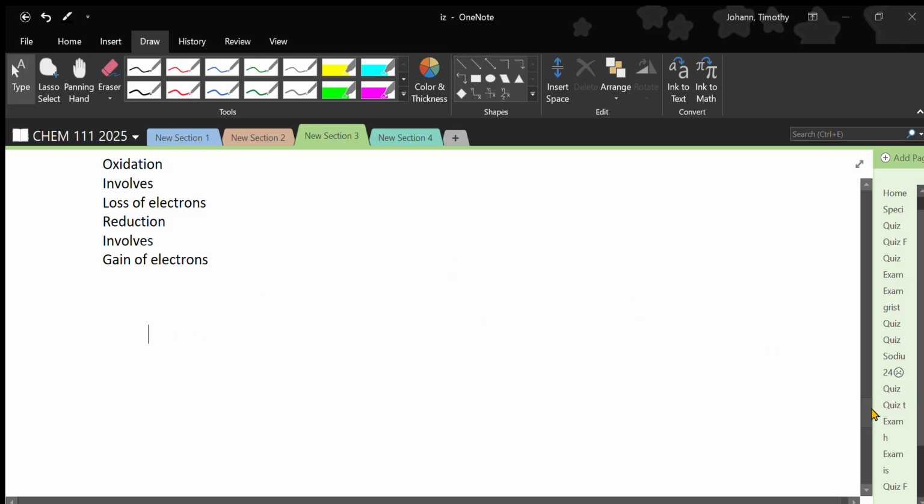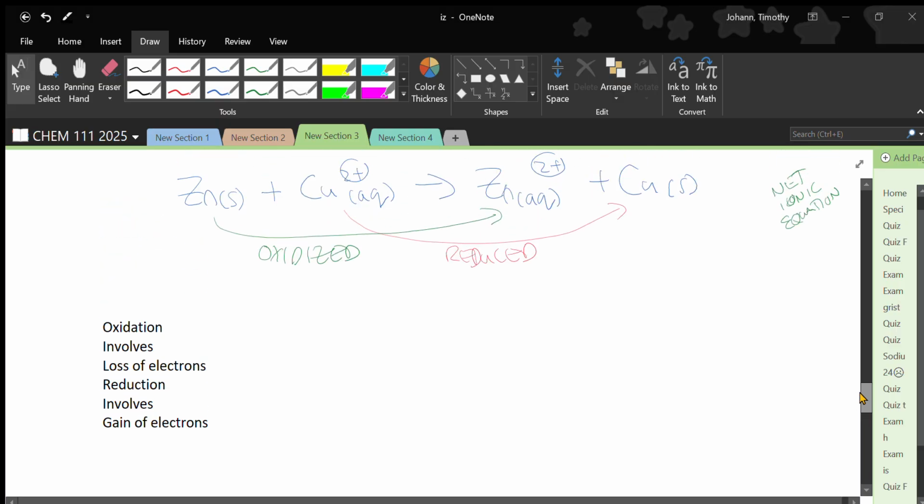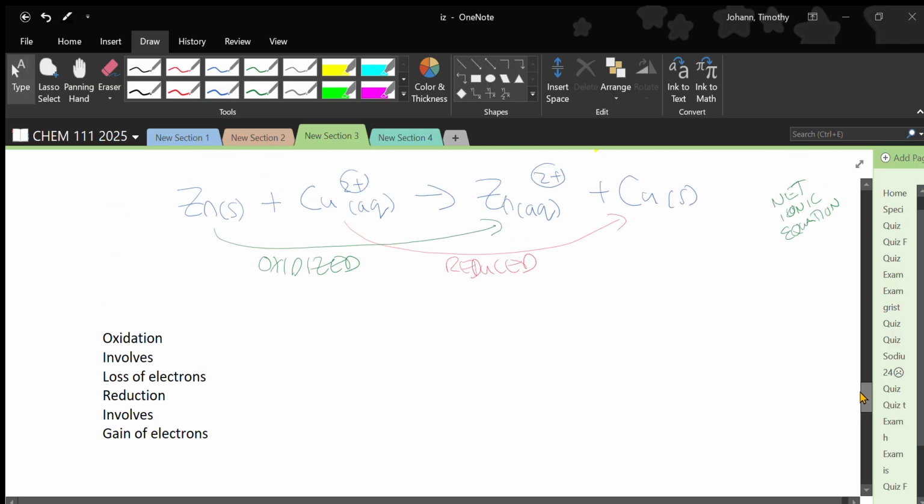All right, so up here, copper was reduced, it gained electrons, right? Zinc was oxidized, it lost electrons.